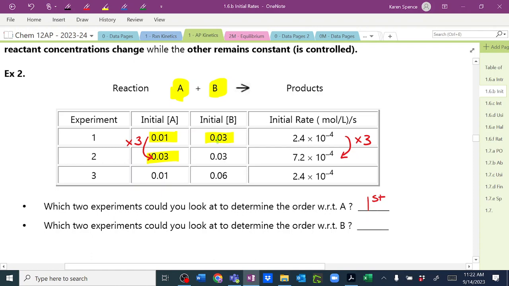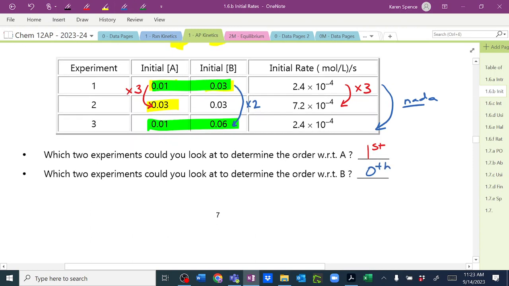Which two experiments should I look at for the order with respect to B? 1 and 3. I don't know why I was looking at 2. There we go. 1 and 3, not 2 and 3. What happens to B between 1 and 3? Well, the B doubles, but the rate, nothing, nada. And so the order with respect to B is 0.